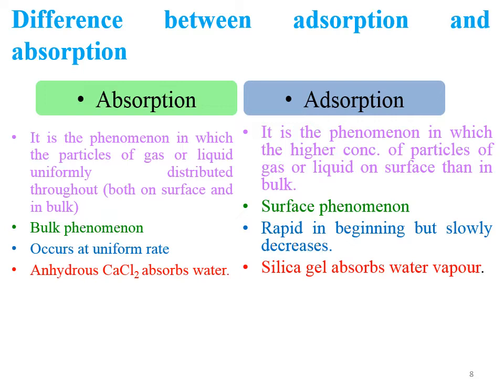It means अब जो किसी एक मटेरियल को हम दूसरे मटेरियल में जब हम ऐड करते हैं तो वो मटेरियल उसमें यूनिफॉर्मली डिस्ट्रीब्यूट नहीं होता, वो उसके सरफेस पे ज़्यादा रहता है और उसके बल्क में कम होता है. So this is a surface phenomenon, and this phenomenon is rapid in the beginning but slowly decreases. An example of adsorption is the adsorption of water on silica gel.